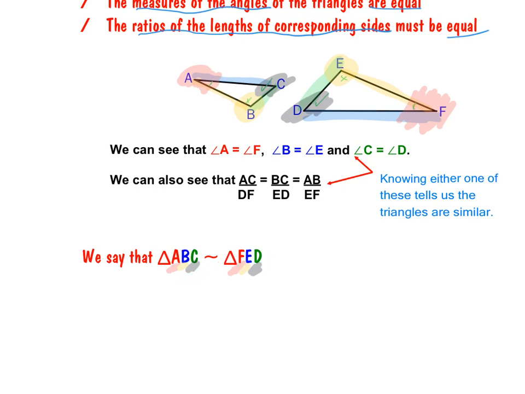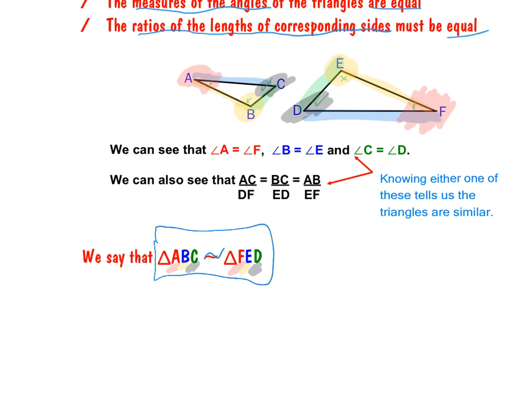The other thing that's important is how we write out the statement. We say triangle, and that's what that little triangle symbol means, triangle ABC, and then we use this little squiggly to represent similar. Triangle ABC is similar to triangle FED. That's how we say that two triangles are similar.